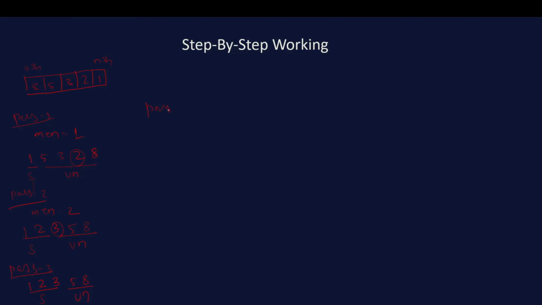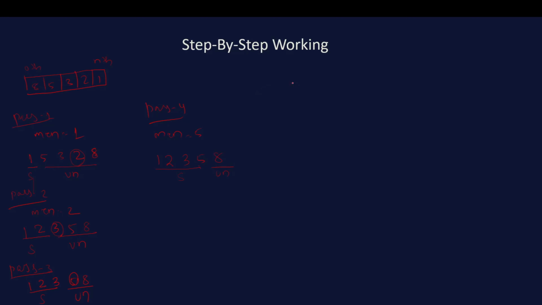Again I'll go for pass 4. So again here the minimum element is 5, right? So the min element is 5. My array will look like this. It is in the correct position, so no need to swap it again. So now this is my sorted part and this is my unsorted part. It will be automatically sorted because it has only one element, right? So there is no need for further iteration. So if my number of elements is 5, then I need to go for n minus 1 iterations.